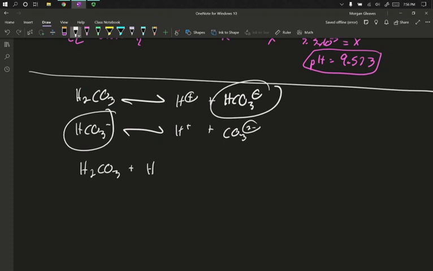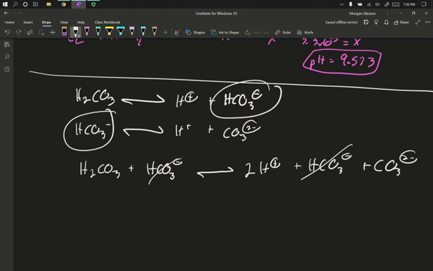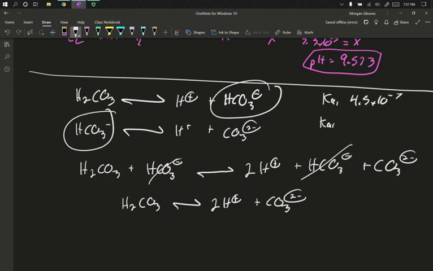H2CO3 plus bicarbonate must be in equilibrium with 2H+ plus bicarbonate and carbonate. Well, my bicarbonates would cancel out, and there's a combined calculation that says H2CO3 is in equilibrium with 2H+ and carbonate. I've combined the two processes, and each of these had a Ka associated with it: 4.5 times 10 to the minus 7, and 4.7 times 10 to the minus 11.